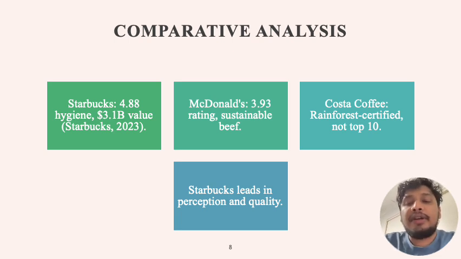With a 4.88 star hygiene rating, Starbucks is seen as the most sustainable coffee brand worldwide, beating Costa Coffee's 4.75 rating. Its sustainability perception value is 3.1 billion. Though it falls short of general opinion, McDonald's has concerns on sustainable beef and reducing plastic via its scale of good initiatives.